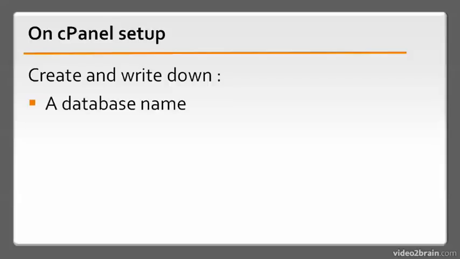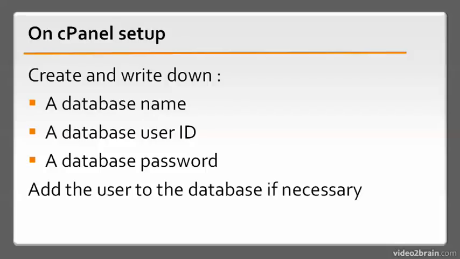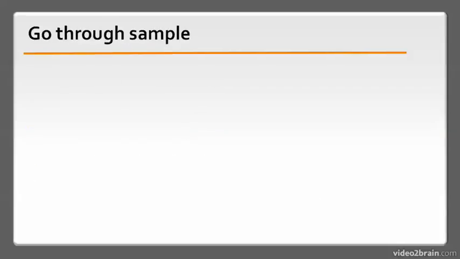When you're setting up your cPanel, you want to write down the following information. When you create the database, write down the database name, the database user ID, and the database password. In addition, you may need to know what the database host name is. You may also need to add the user to the database if necessary. Let's go through a sample of creating the database on a cPanel.